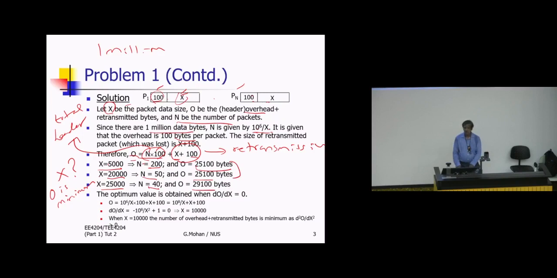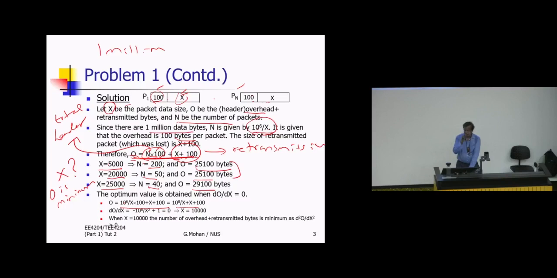Okay, so we use very simple theory, it's a maximum minimum theory. I believe you must have studied it in school. It's a very simple differentiation, not a very complex one. So what we do is we express this O in terms of x. O is n times 100 plus 100 x, where n is 1 million divided by x. So this O is nothing but this expression in terms of x, because n is 1 million by x. Okay, now we get an expression in x.